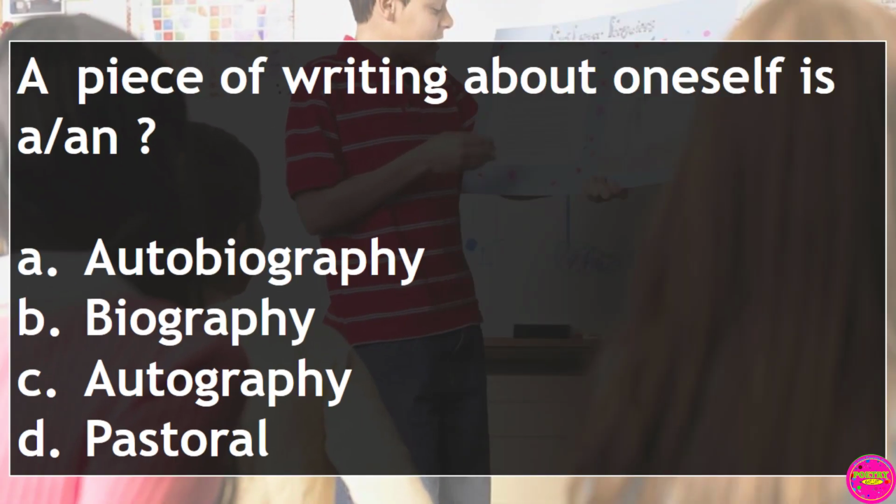A piece of writing about oneself is a or an A, autobiography, B, biography, C, autography, D, pastoral. The correct answer to this question is A, autobiography.